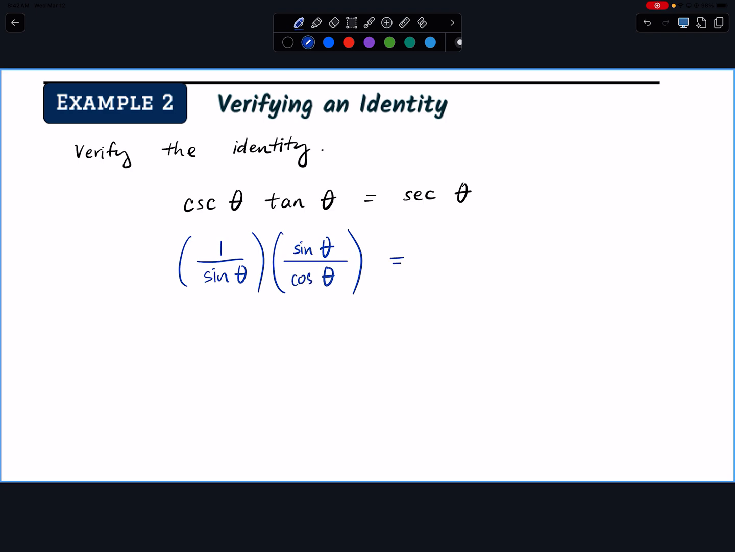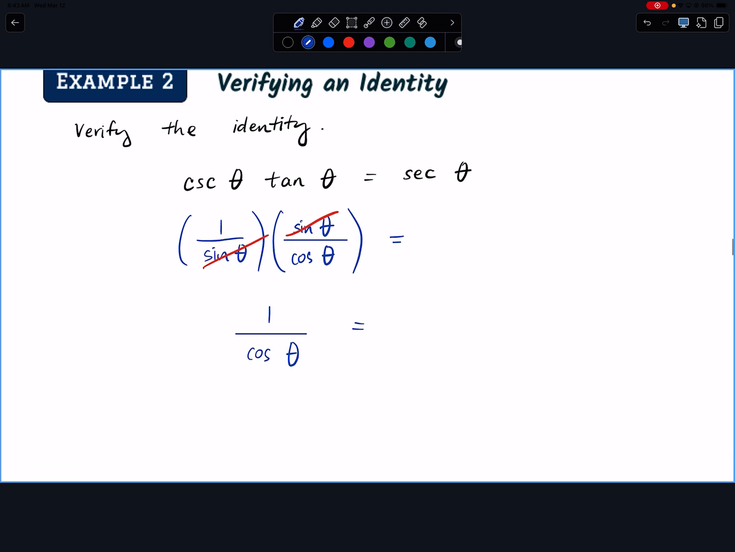Okay, now, does everyone understand that? You write equals, but then don't write anything on this side yet, because we don't know if this is secant until we actually prove it. Do you guys notice something? What can happen? Sines cancel. So what's left on top? 1. What's left on the bottom? Cosine theta. And oh my goodness, what's 1 over cosine theta? So secant theta is equal to secant theta.